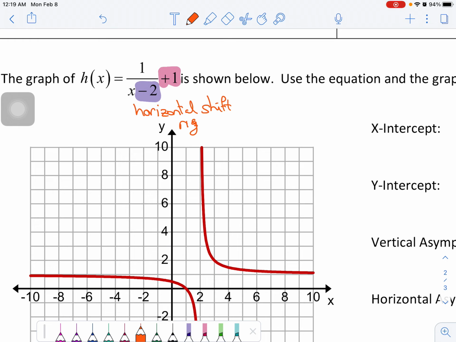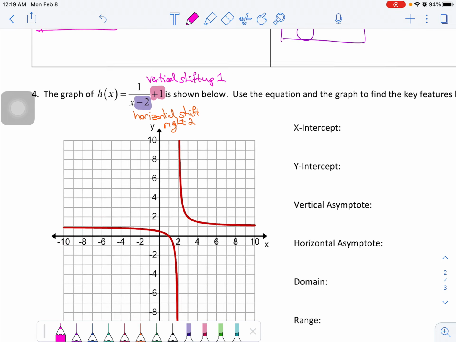And this is the goofy one. It's going to shift to the right 2 spaces. And then we have this where we added 1 to the entire function. This is a vertical shift. Shift up 1.